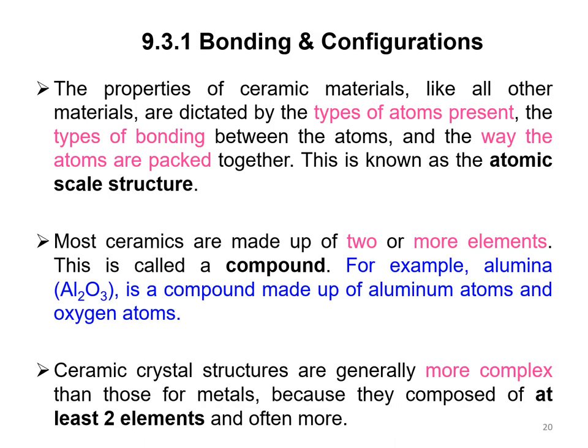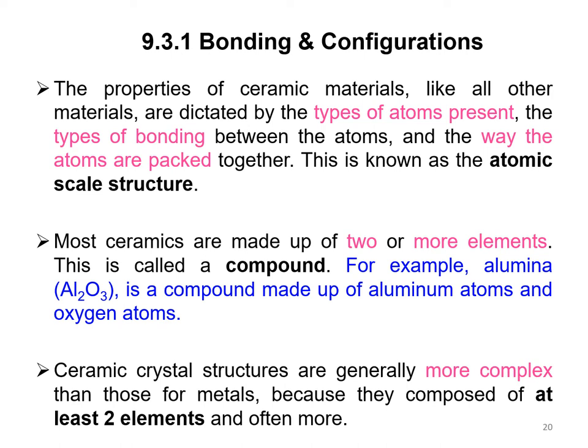The properties of ceramic materials, like all other materials, are dictated by the type of atoms present, the type of bonding between the atoms, and the way the atoms are packed together. This is known as atomic scale structure. Most ceramics are made up of two or more elements. This is called a compound. For example, alumina, aluminium oxide, is a compound made up of aluminium atoms and oxygen atoms.